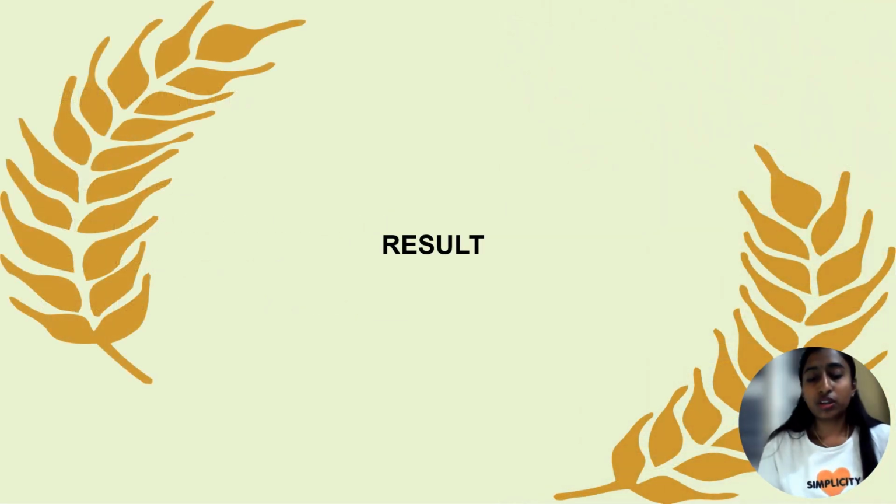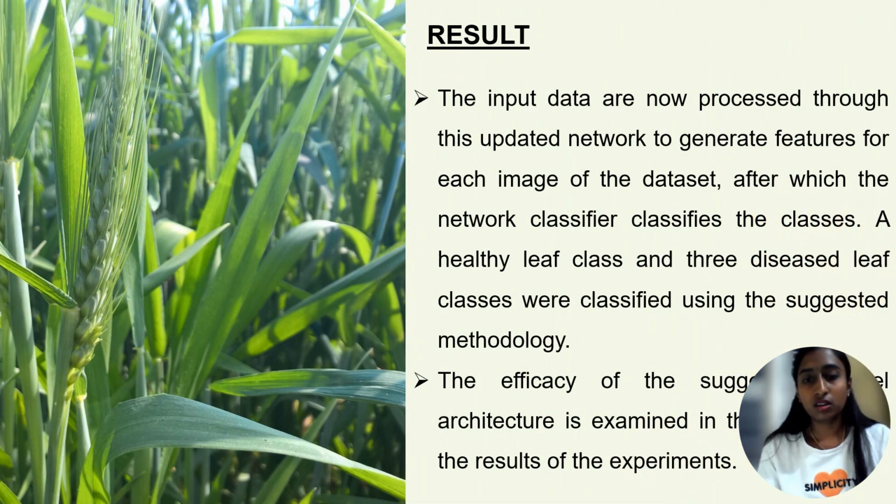The next slide is the result. Here the last part will be the result. I'll move on to the next slide. The result includes: after the input data are pre-processed through this updated network to generate features for each image of the data set, the network classifier classifies the classes. A healthy wheat leaf and 3 disease classes were classified using the suggested methodology.